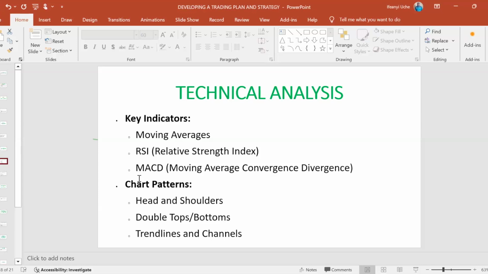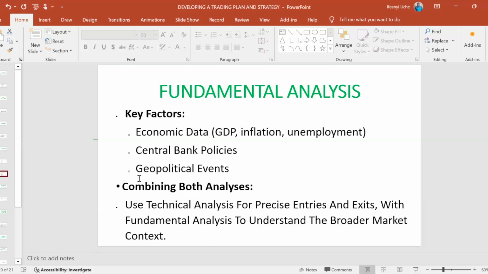Okay, for fundamental analysis, the key factors here are economic data like GDP, inflation, unemployment, central bank policies, geopolitical events, and so on. Then you can also combine both. Of course, it's advisable to combine both analyses: technical analysis for precise entries and exits, while you use fundamental analysis to determine the broader market context. For instance, fundamental analysis can help you to determine the trend of an instrument.